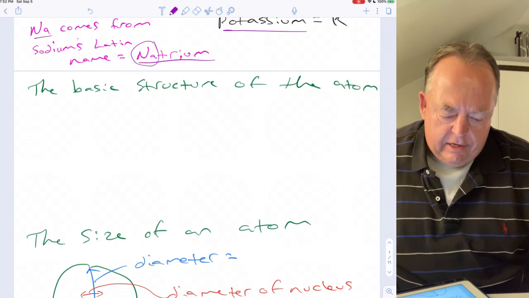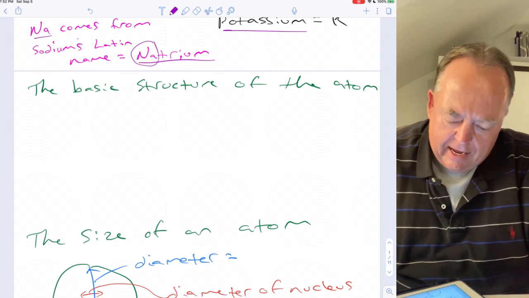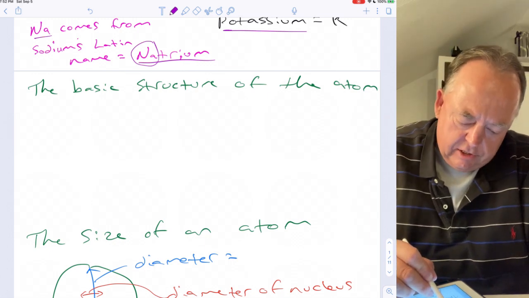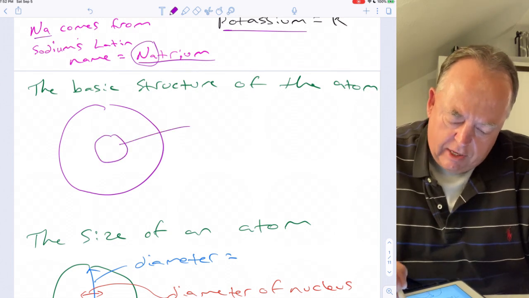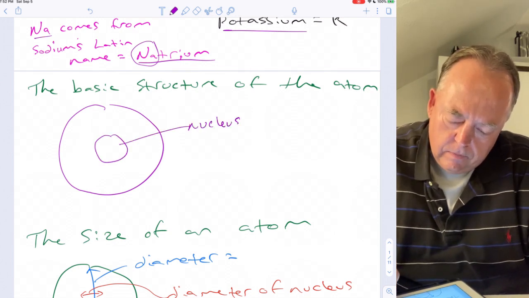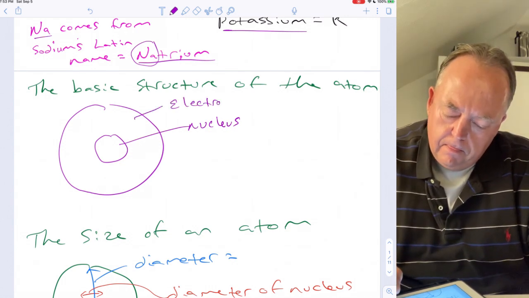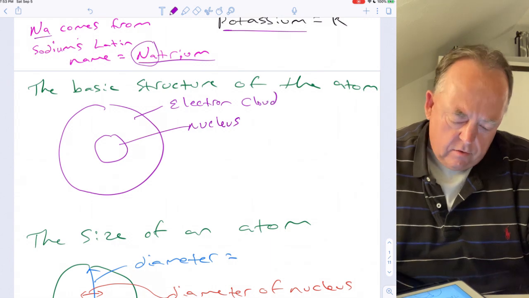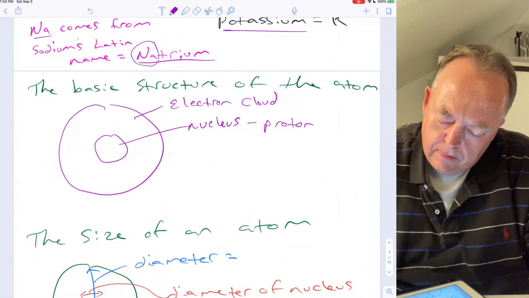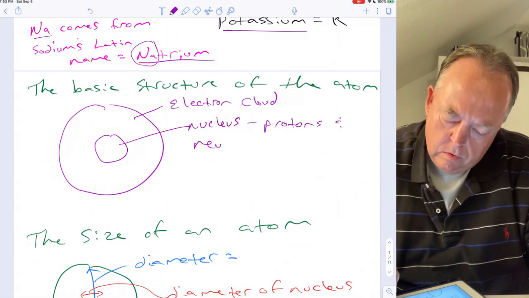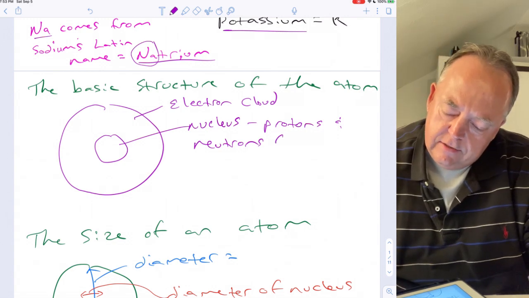Okay, so if you've ever had any chemistry before, then you surely understand the basic structure of the atom. Even if you haven't had any chemistry before, maybe you know the basic structure of the atom, right? Kind of looks like a cell, where you have a nucleus, and then you have what's known as an electron cloud. What's in the nucleus would be protons, and neutrons are in the nucleus. Those are called nucleons.